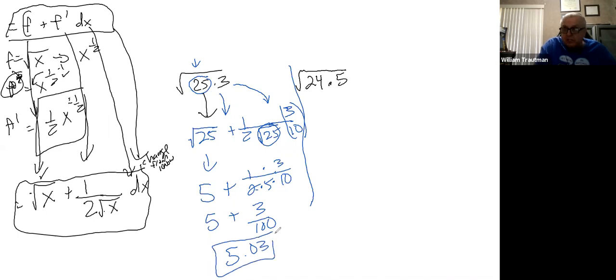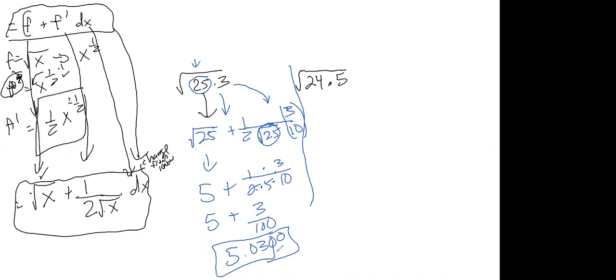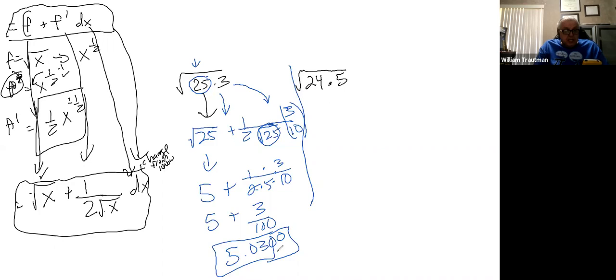5.03 as our answer. Even if you take it to 4 decimal places, they said take it to 4 decimal places, that's what you get. Hopefully I did that right. It looks right. 3 over 10, 25, which is 5, 10, and 10. Looks good. So that's the answer, 5.0300. If I take the square root of 25.3 on the calculator, I get 5.0299.